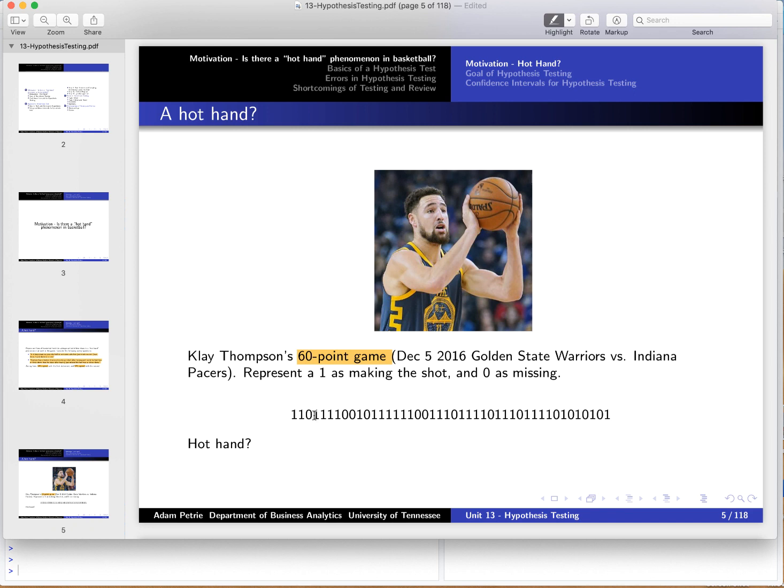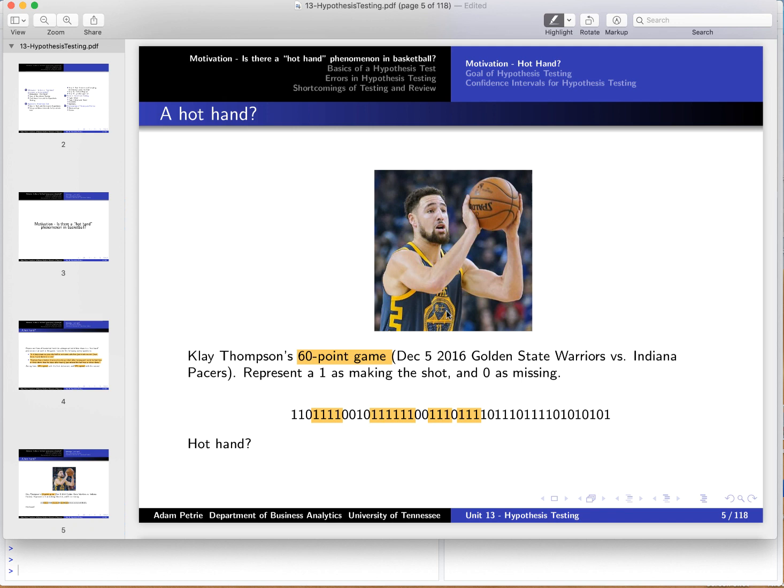Looking into the sequence, we do see somewhat unusual streaks where we have 4 shots that were made sequentially. We have this long streak here where 6 shots were made sequentially. And so it maybe looks like some evidence that once you've made a shot or 2, maybe you're a bit more likely to make your next shot. And so maybe we are onto something.